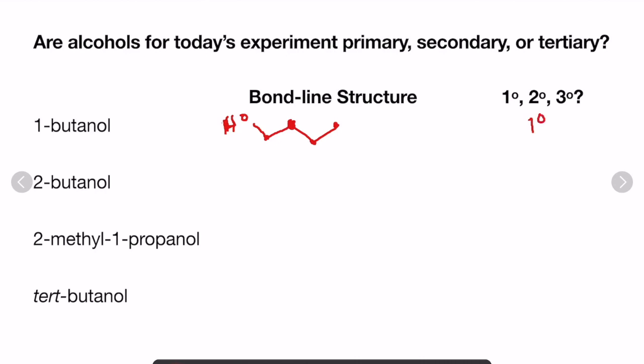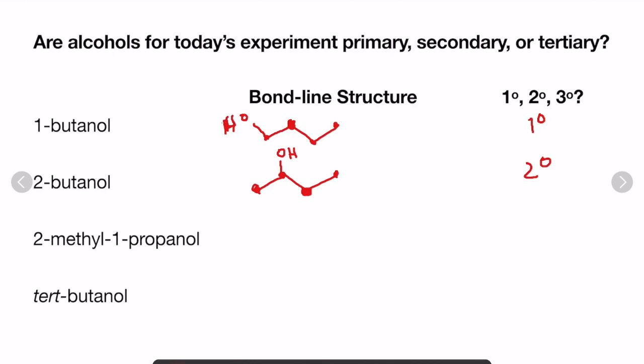And then we have 2 butanol, 1, 2, 3, 4. OH group is attached to the second carbon. So the carbon attached to the OH group is attached to 1, 2 R groups. So that means this guy is secondary.